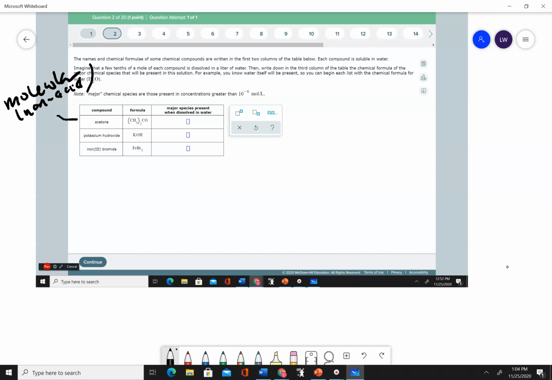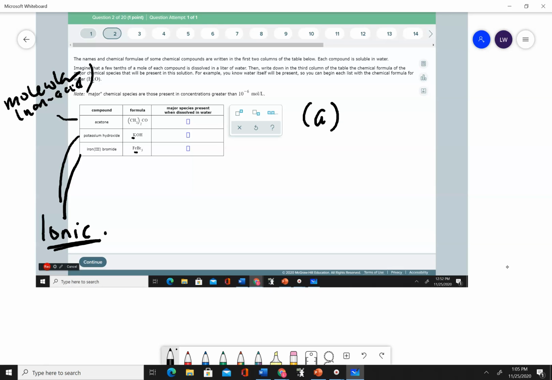Okay, we don't have acid in the name, so we know it's molecular. Now, the second two, we can see each of the formulas begins with a metal. So we know that both of these are ionic, and they're going to dissociate into ions. The question becomes, what are the ions?